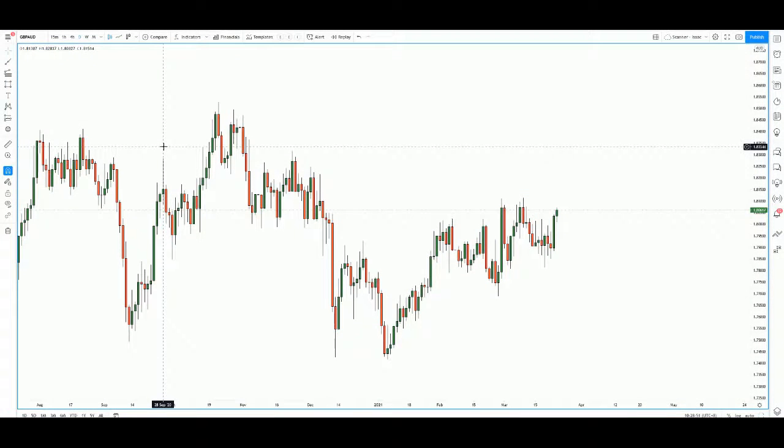Hi everyone, welcome to today's trade of the day, and for today's trade of the day I will be looking at the pound Aussie. Right, so the pound Aussie, what I have here is the daily.